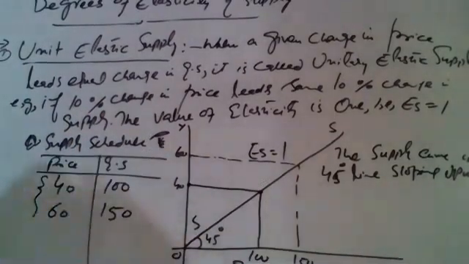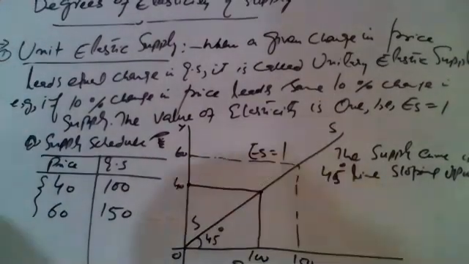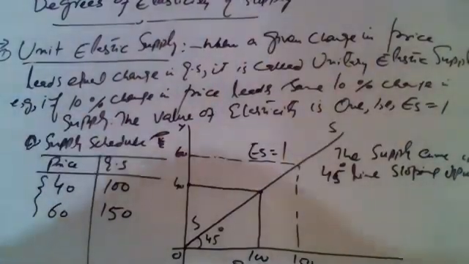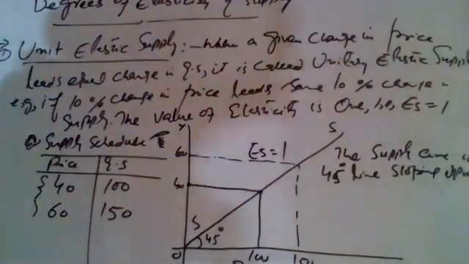unitary elastic. So when a given change in price leads to the same change in quantity supplied, or an equal change in quantity supplied. A 10% change in price leads to a 10% change, a 50% change in price leads to a 50% change in supply. That is the case of unitary elastic supply. This is the first degree.